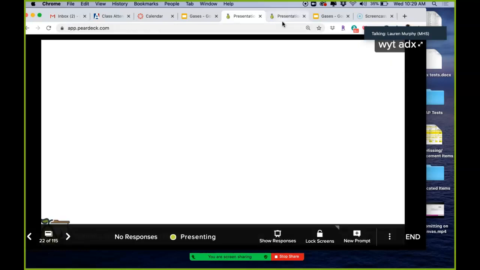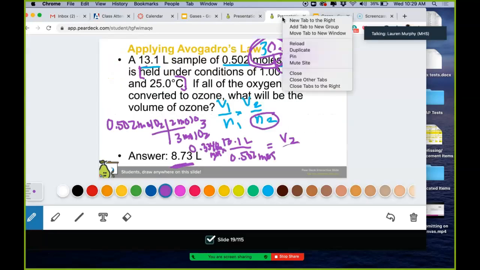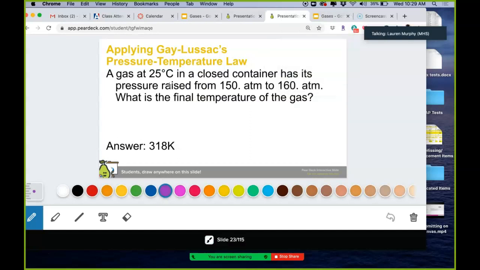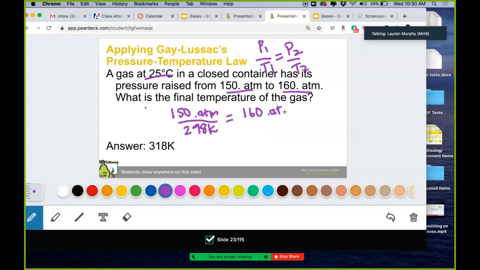So again, temperature in Kelvin. So a gas, I give you a temperature and a pressure, so P and T, and then I give you a new pressure and I want to know the final temperature. So P1 over T1 is P2 over T2. So my first pressure is 150 atmospheres over, not 25, you've got to convert it to Kelvin, so you add 273 to convert it to Kelvin. My new pressure is 160 atmospheres. I want to know the new temperature.